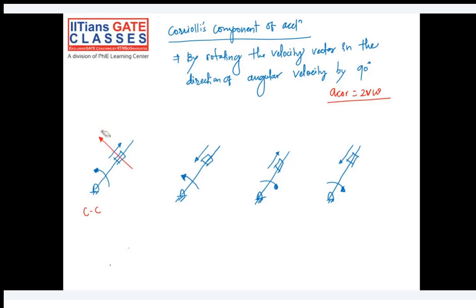These four figures are counterclockwise rotation. This is the clockwise rotation of the velocity vector.